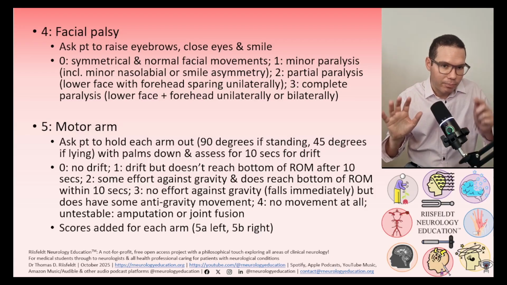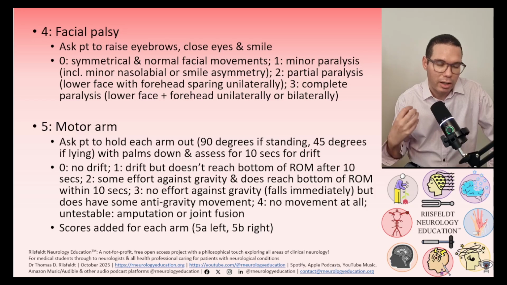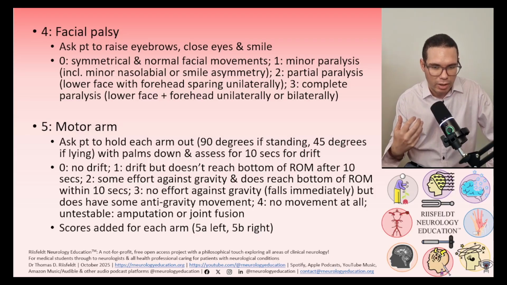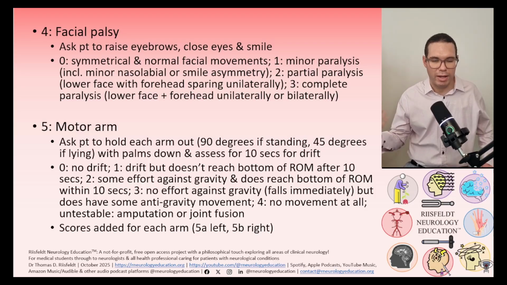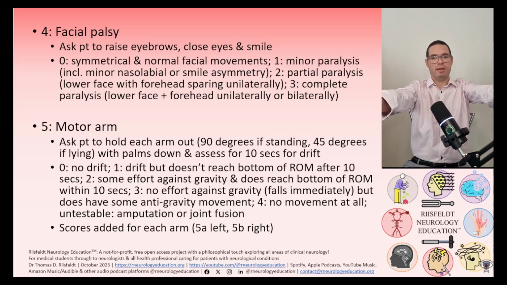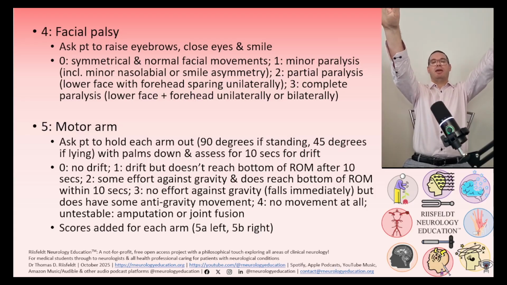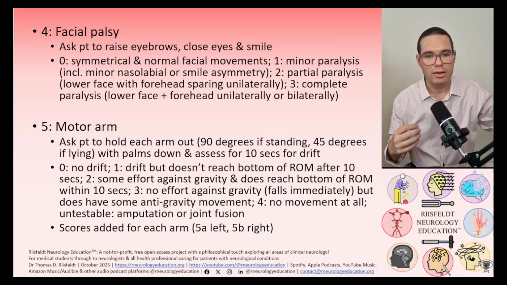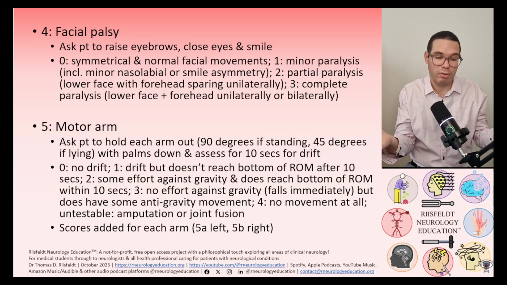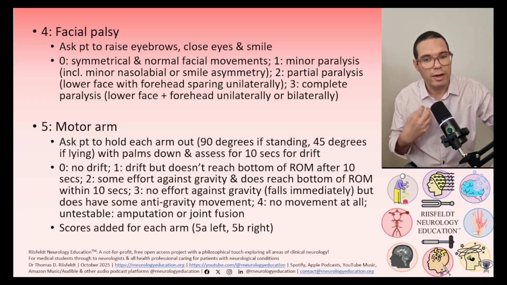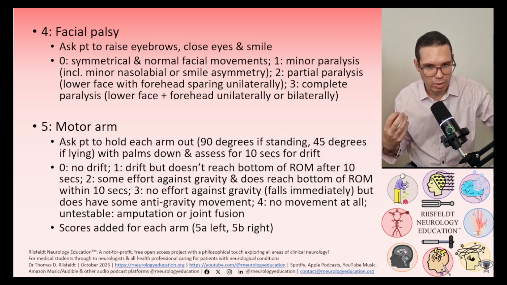The fifth item in the NIHSS is motor arm. So what you do is you ask the patient to hold out each arm at 90 degrees if they're standing, or at 45 degrees if they're lying down in bed. So basically you're just completely against gravity. So at 90 degrees if you're sitting, or if you were lying in bed, 45 degrees would still just be against gravity like this. And you have their palms down, so we're not interested in pronator drift, it's just with the palms down. And we're assessing this over 10 seconds for any drift.